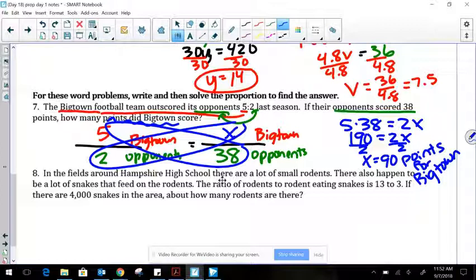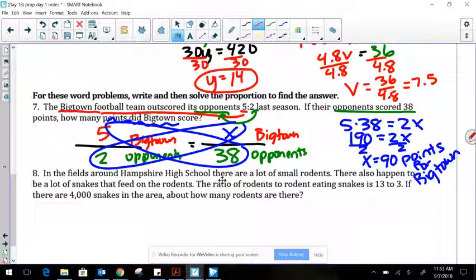All right. Then the last question here, it says in the fields around Hampshire High School, there are a lot of small rodents. There also happen to be a lot of snakes that feed on the rodents. The ratio of rodents to rodent-eating snakes is 13-3. And then if there's 4,000 snakes, how many rodents are there? Yikes. So this data is from Mr. Wozniak. He went out and counted the 4,000 snakes. So just ask him if you're worried about that.